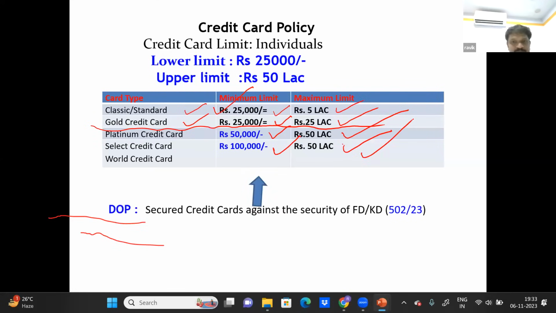Very, very important. Okay. Even secure cards, if you are issuing against FDKD also, the same rules will apply. So you have to remember, a question may come on normal credit cards and secure credit cards also. This limit is the same, minimum and maximum limits. Okay, try to learn this table by heart.